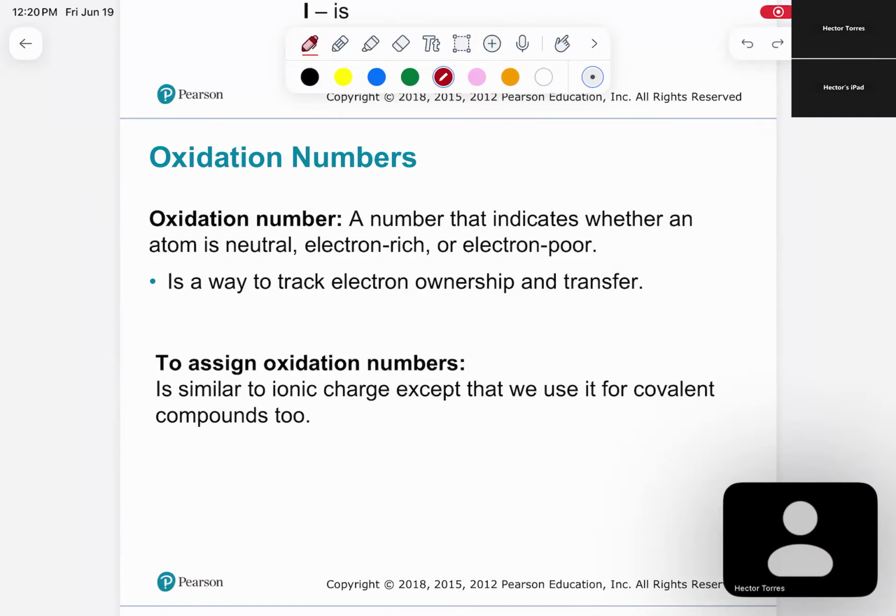As we said, it is similar to ionic charge, except we use it for covalent compounds as well. That's where we had to make more rules, because of those covalent compounds. If it was all ionic bonds, it would be quite a bit more simple.